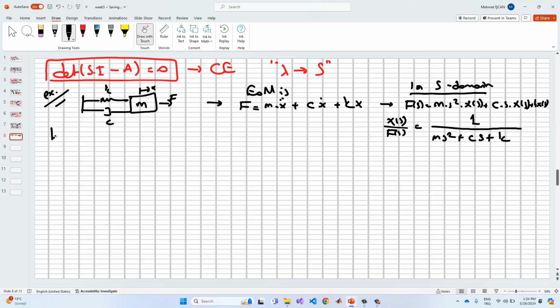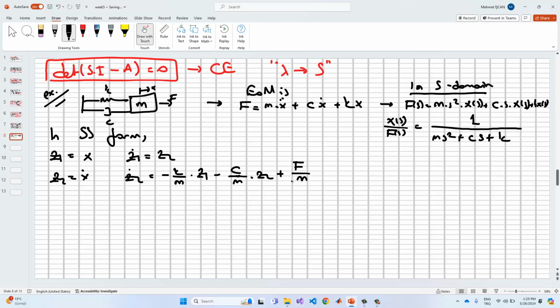Or in state space form, we have the arbitrary variable z1 is equal to the what? The x, z2 is equal to the x dot, right? And so z1 dot is equal to the what? z2, and z2 dot is equal to the what? x dot dot, right? And so minus k divided by m times z1 minus c divided by m times z2 plus f divided by m, which is given in here.